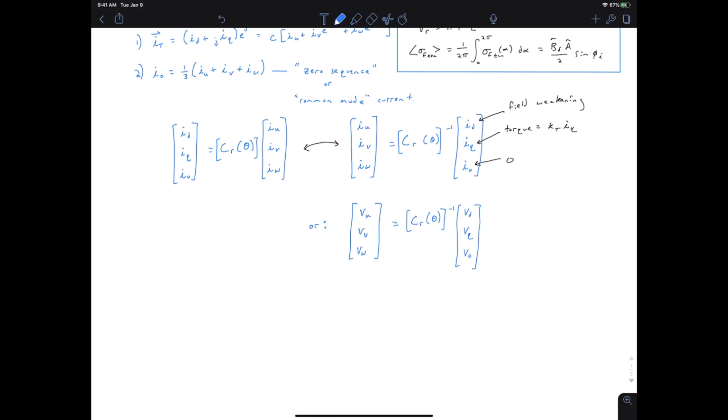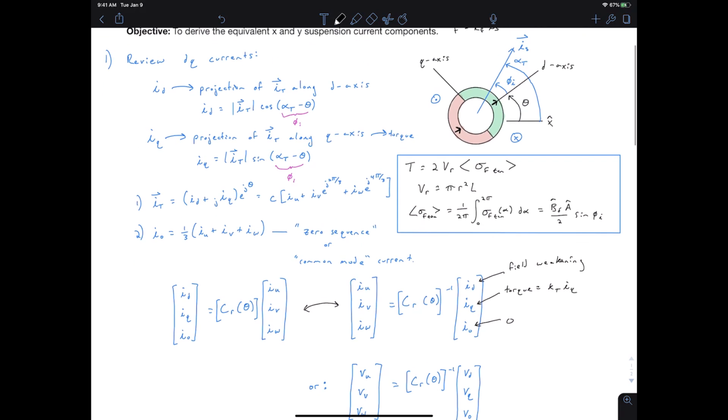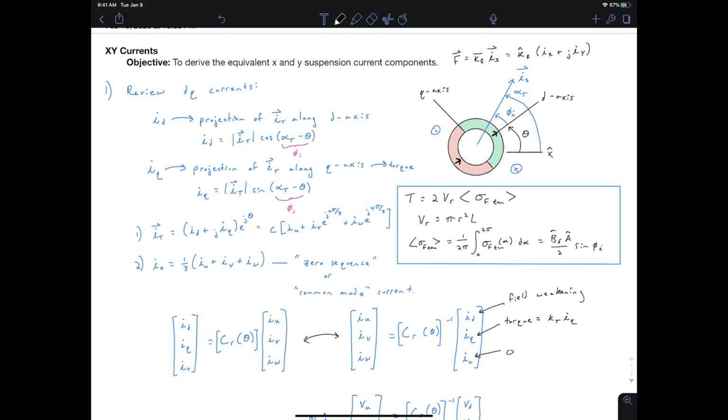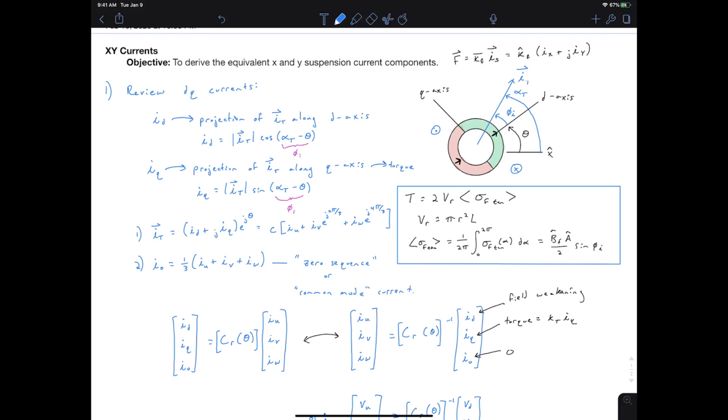So here I've written it out in terms of voltages. Okay, so that's a review. This is how DQ transformations work. Now we're going to do a similar thing, but for X and Y currents. So just like we decomposed our, I labeled this as IS, this should be IT. So just as we decompose our torque current space vector into D and Q axis components, we're going to decompose our suspension current space vector into X and Y components.